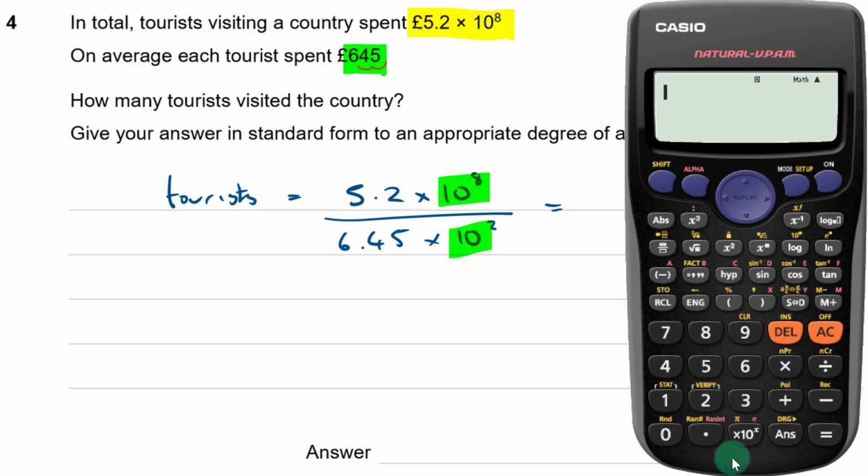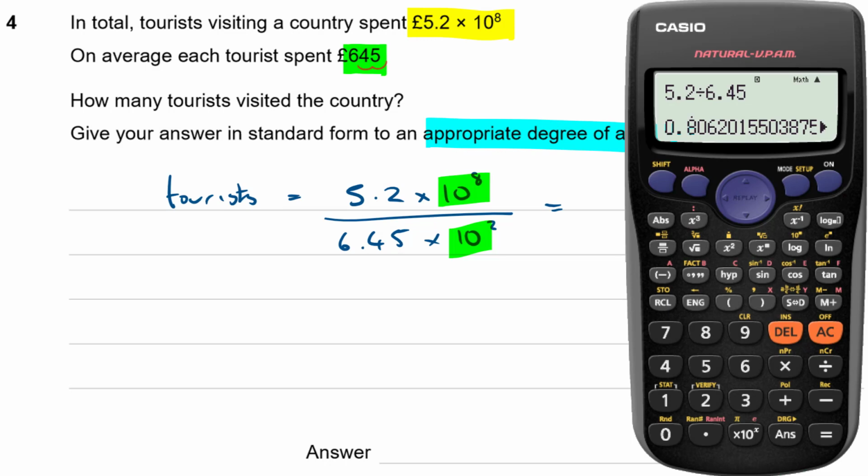5.2 divide by 6.45. Now that comes out to be 0.8062. It says to an appropriate degree of accuracy here. Now, what would an appropriate degree of accuracy be?